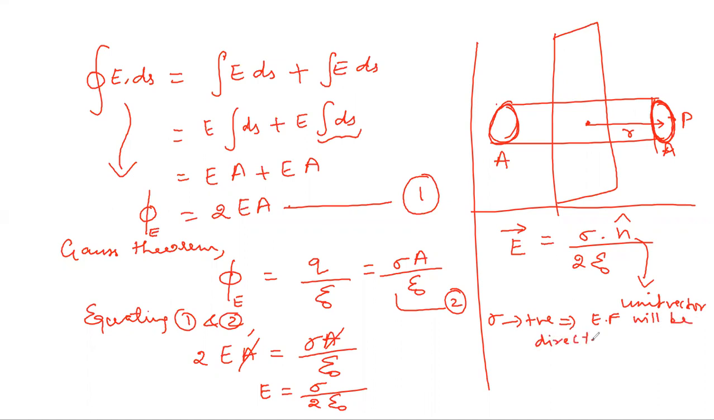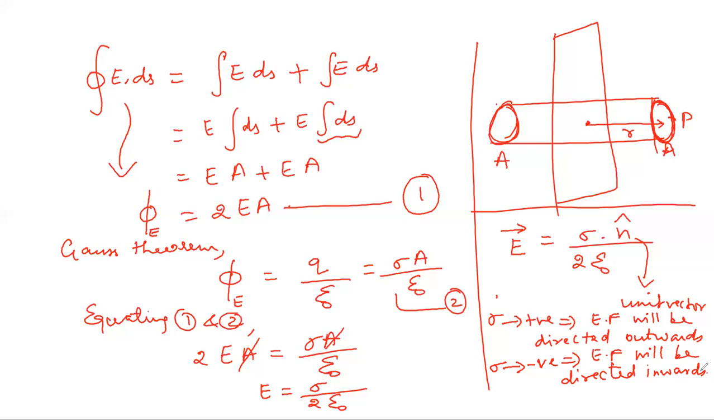See, if you have not seen the previous video, then you will be confused. See that, then you will understand how I am writing this. Okay. So when sigma is positive, that means charge is positive, so electric field will be directed outwards. Similarly, if sigma is negative, then electric field will be directed inwards. Okay. So this is a next important derivation we have done based on Gauss theorem.